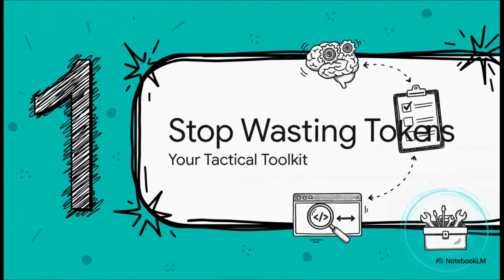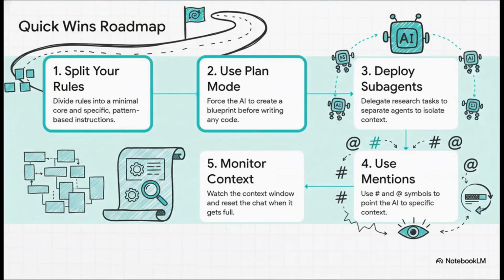Okay, so first up, let's talk tactics. I've got 5 practical solutions you can start using, like right now. Think of these as the quick wins that are going to immediately cut down on that waste and make your AI assistant way more accurate. So here's our game plan. We're going to talk about splitting up your rules, using something called plan mode, deploying subagents, getting smart with mentions, and keeping an eye on your context. So let's kick things off with number 1.